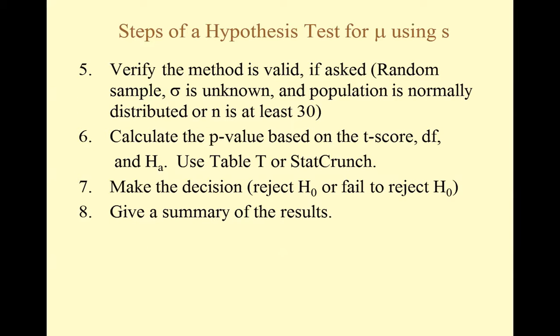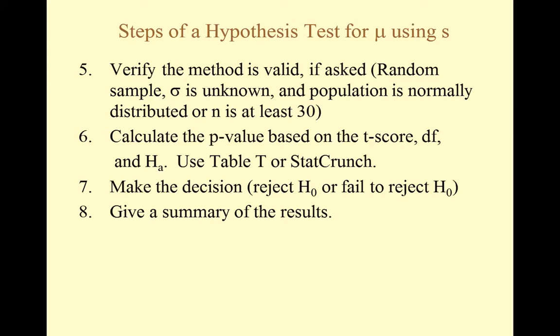You may need to verify the method is valid, so you're looking for a random sample, sigma is unknown, and either the population you're drawing the sample from is normally distributed, but if not, then you need a sample size of at least 30.